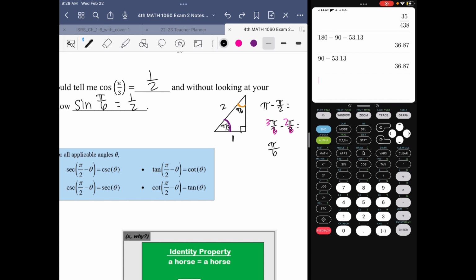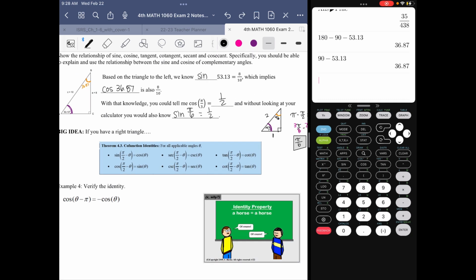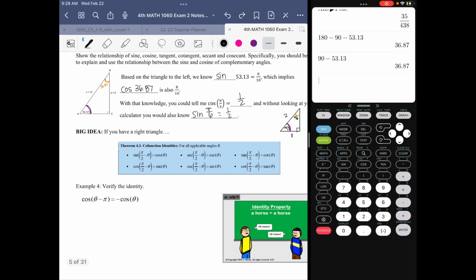And I got the pi 6 by just thinking about what angles in a triangle would have to be, right? These are complementary angles. They need to be complementary so that all three can be supplementary. Okay, I hope that makes sense. So here's the big idea. This is why this matters.